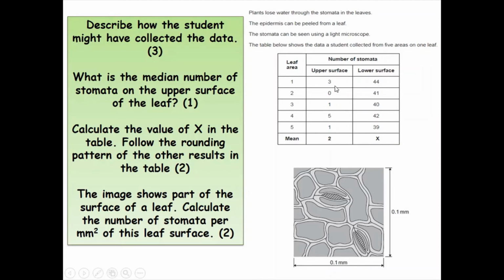This is on the top, the upper surface, and this is on the lower surface. As we know, there's much more stomatal openings on the lower surface. So describe how the student might have collected the data. What is the median number of stomata on the upper surface of the leaf? Calculate the value of x in the table. Follow the rounding pattern for the other results in the table. The image shows part of the surface of a leaf. Calculate the number of stomata per millimetre squared of this leaf surface.